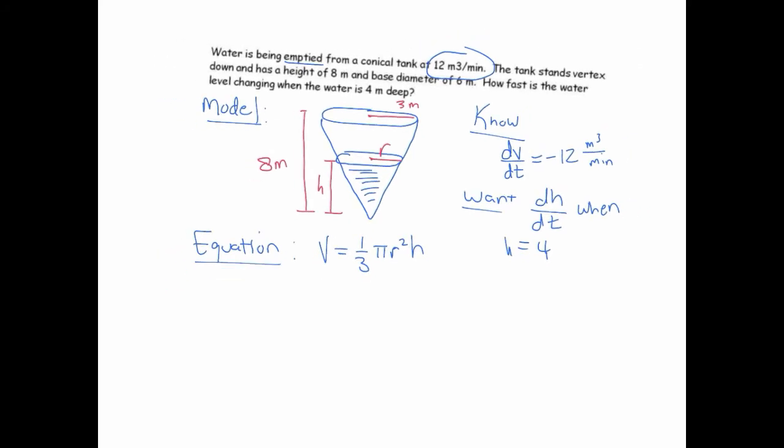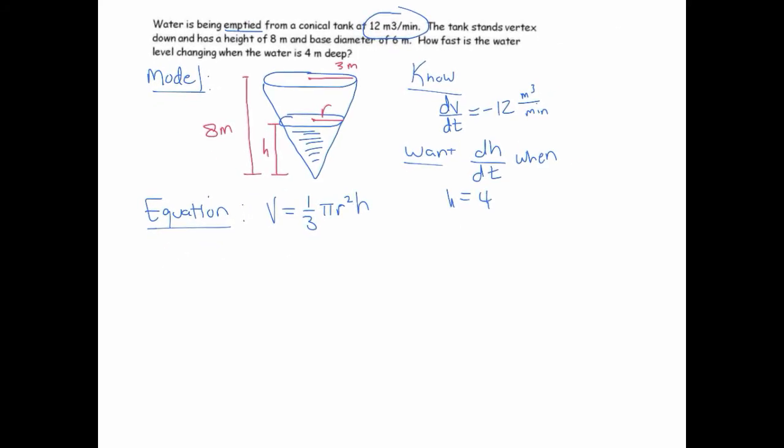So what kind of relationships could we get between h and r? Because we want to substitute one of them. In fact, I probably want to replace the r, because then the volume will be in terms of the height, and that'll help me find dH/dt. So I'm going to zoom in. I'm going to draw a vertical line in that cone, and I'm going to analyze that right triangle I just made. So the top here, that's 3 meters. The height here is 8.